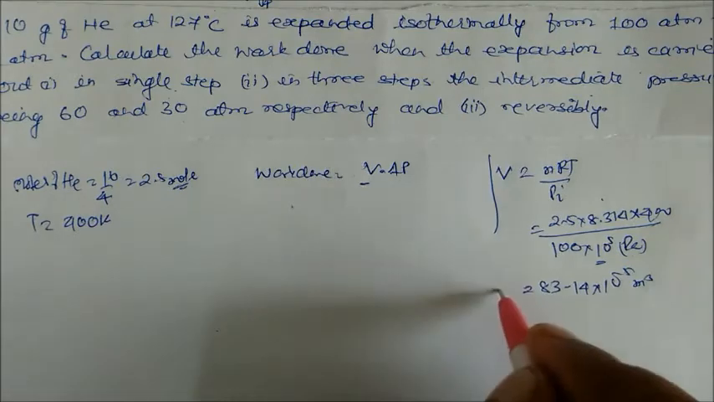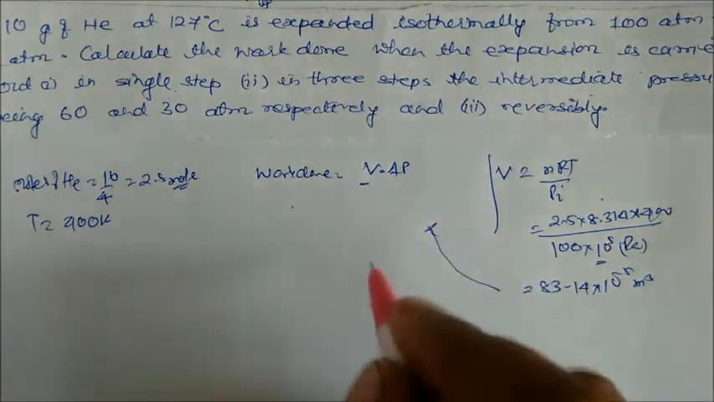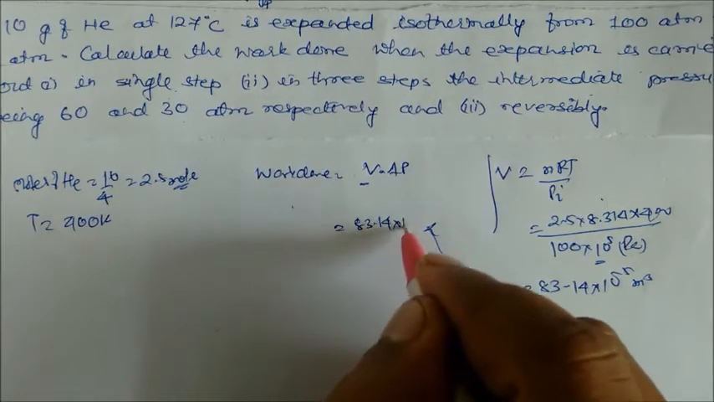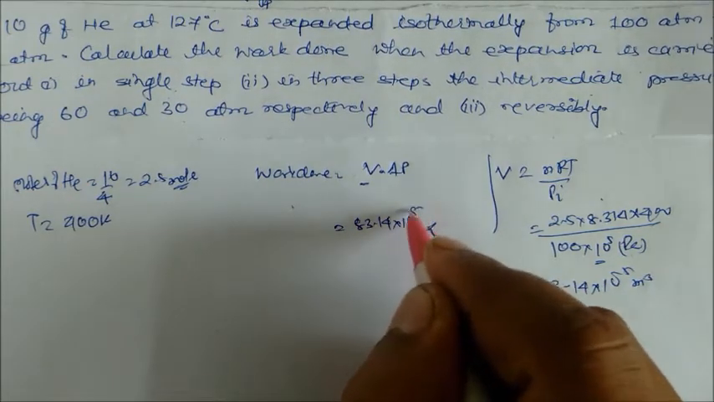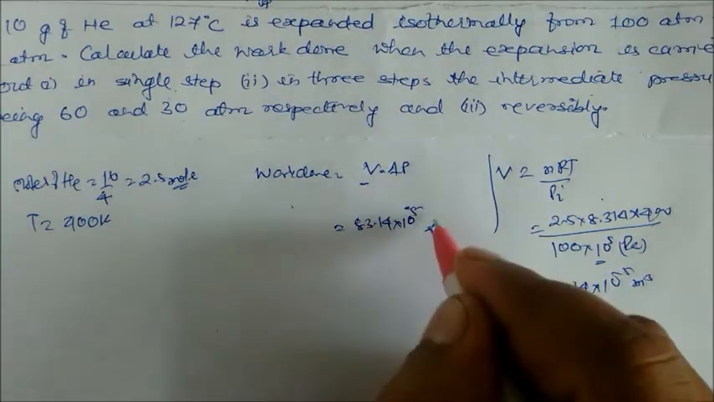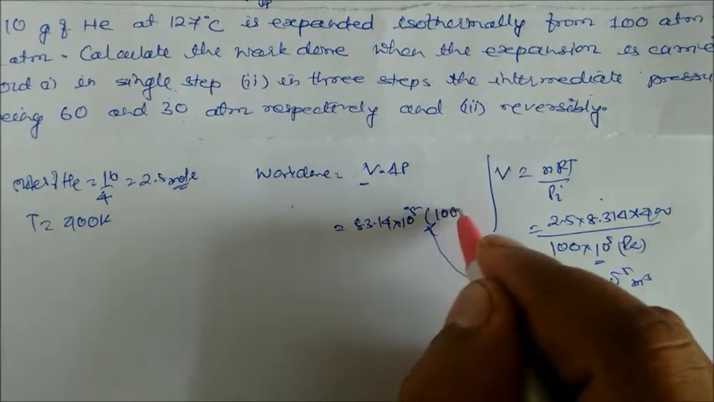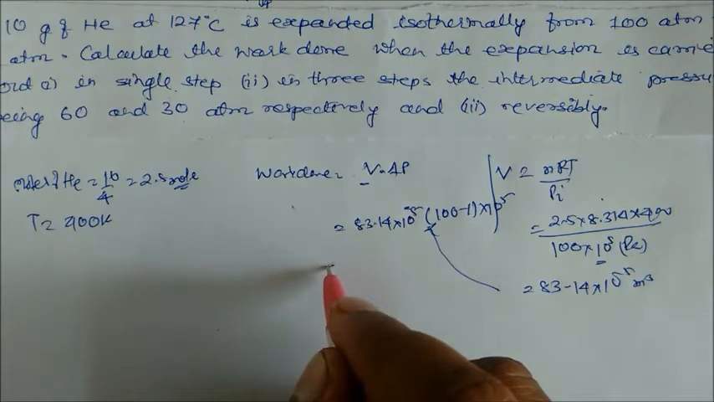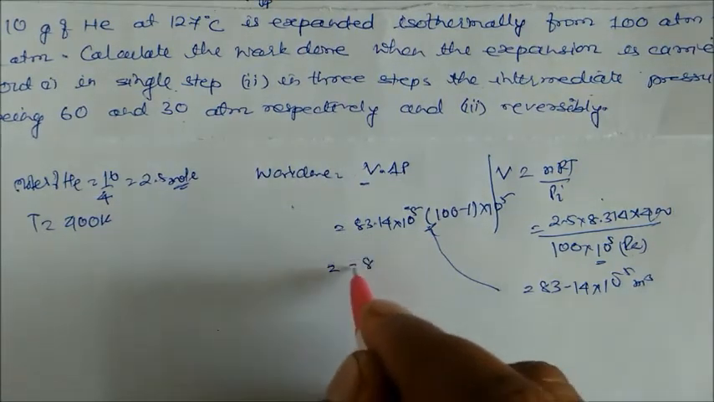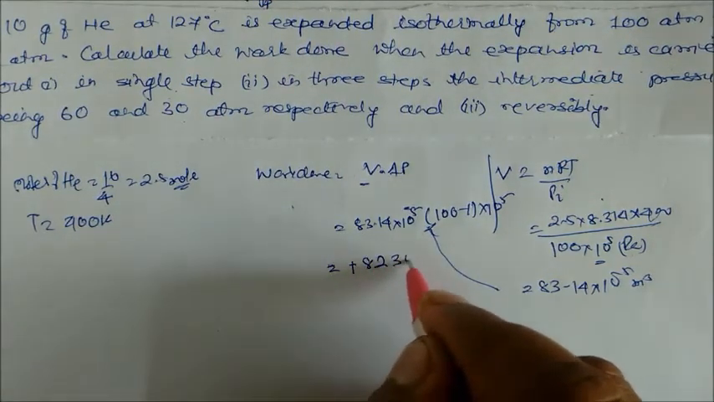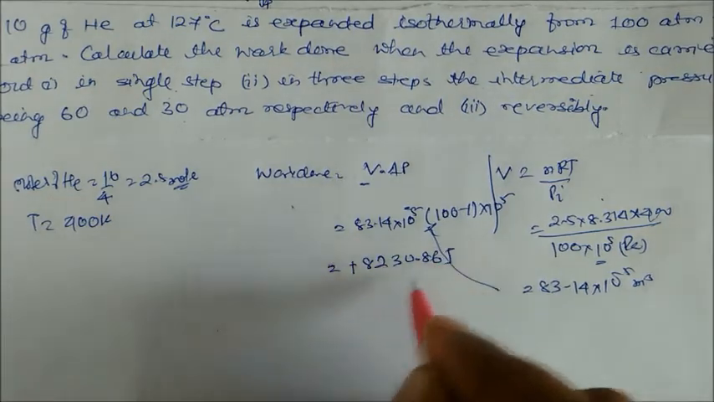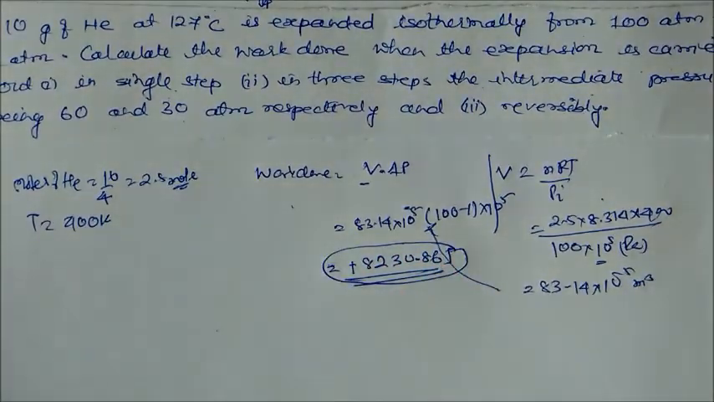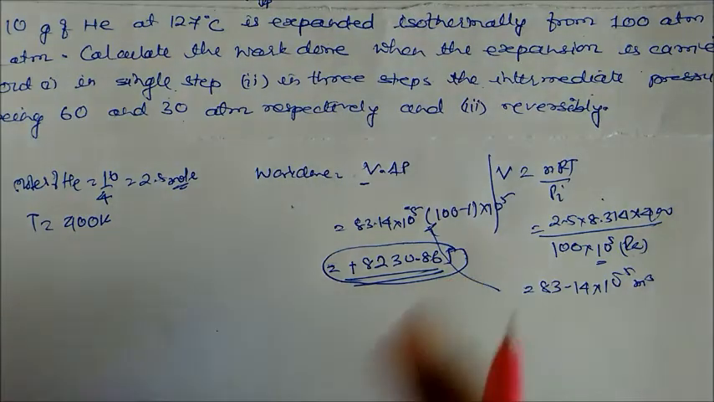Now work done. So we can put this value over here. In this case, 83.14 into 10 to the power minus 5, and again multiplied by the pressure, initial pressure 100 minus 1, into 10 to the power 5. So on solving we will get plus 8230.86 joule. Okay, so this is our work done by the gas in one step.